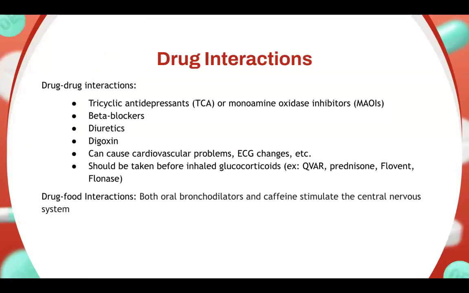For drug interactions, there are some drug-drug interactions with albuterol. This would include tricyclic antidepressants, monoamine oxidase inhibitors, beta blockers, diuretics, and digoxin, and albuterol can cause cardiovascular problems or ECG changes. So that's also something that's important to look out for. And it should be taken before inhaled glucocorticoids. Examples of those would be Qvar, prednisone, Flovent, or Flonase.